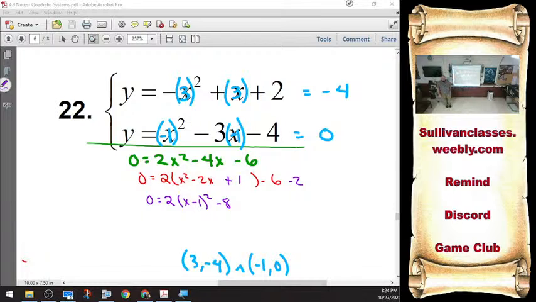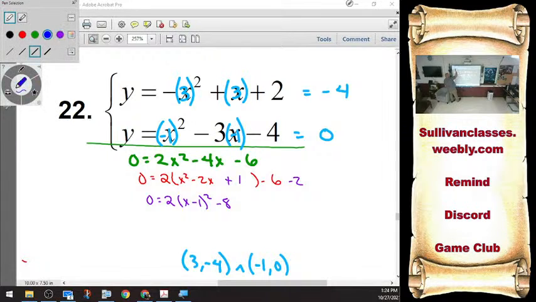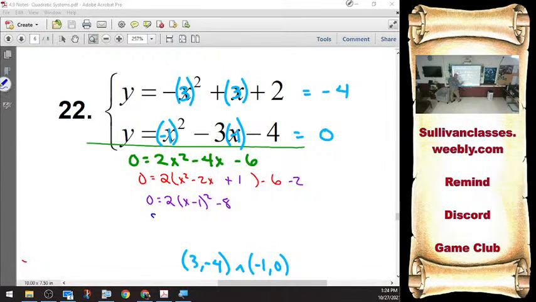Won't you still get to the same answer, though? It's just a different route. I'm going to add 8. Divide by 2. Square root. Add 1. 1 plus or minus 2. Getting 3 and negative 1.